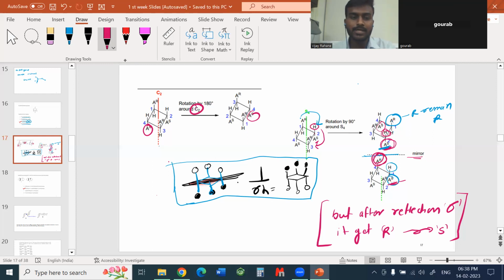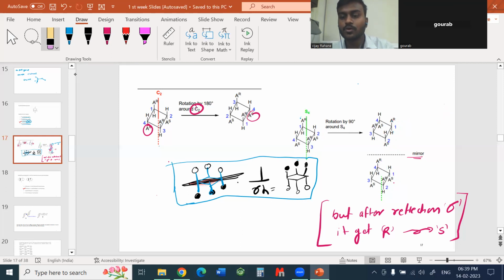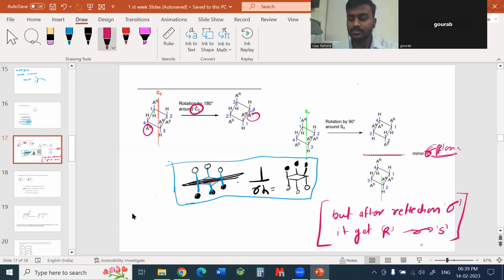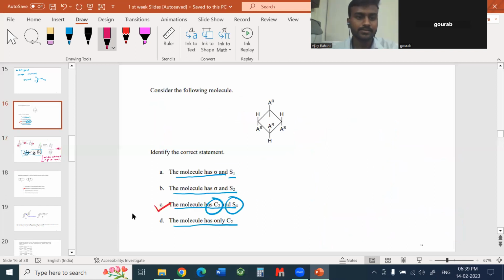So this is the reason why you are not able to understand how it has the S4 axis, because the group's configuration of this molecule is getting changed due to the sigma plane. So this was the problem. So I hope we are able to understand now why it has the S4 axis also. So the correct answer is this.